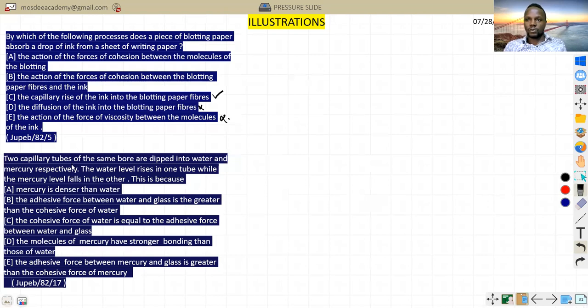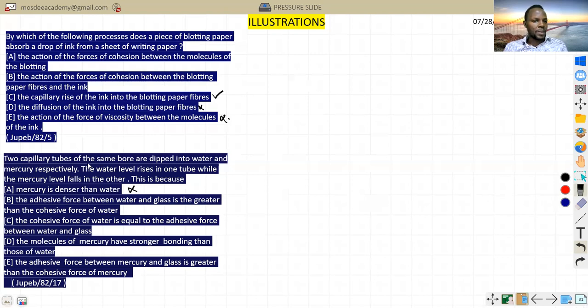Concave meniscus means what? We've talked about that: theta is less than 90, and that is adhesive force greater than cohesive force. Now the question says two capillaries of the same bore are dipped into water and mercury respectively. The water level rises in one while the mercury falls. This is because mercury is denser than... you can't pick density here, the concept we are talking about is not density. Next is that the adhesive force between water and glass is greater than the cohesive force of water.